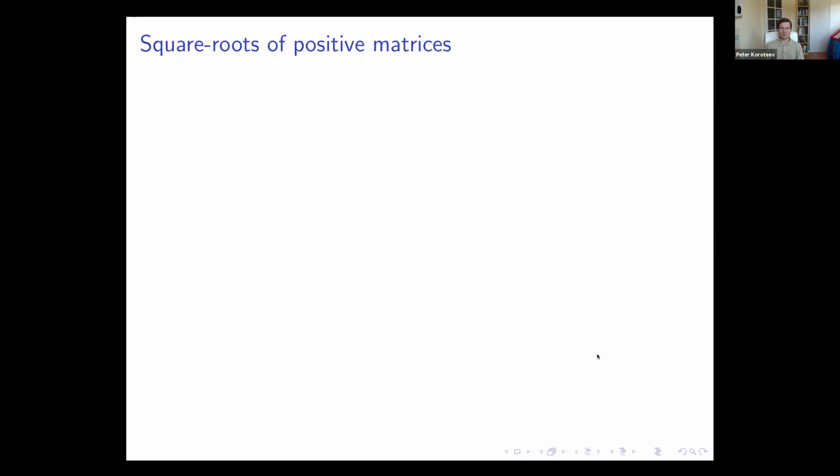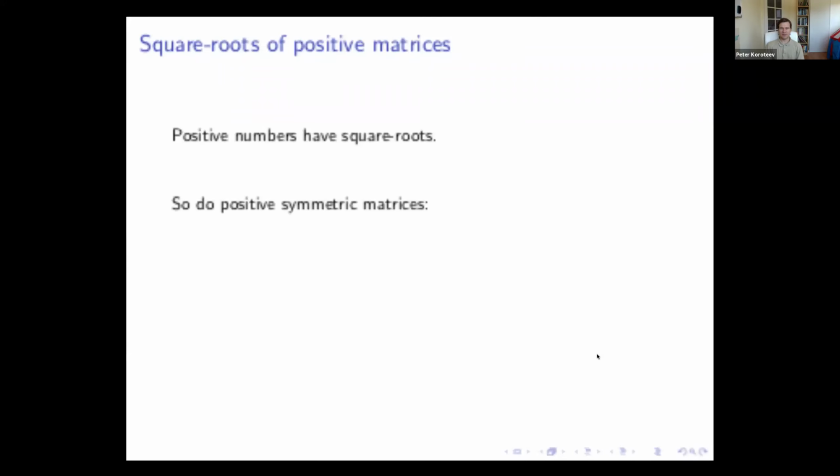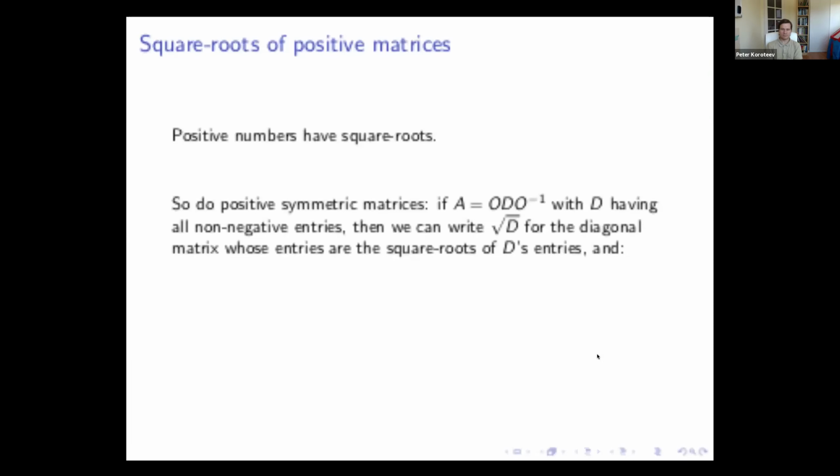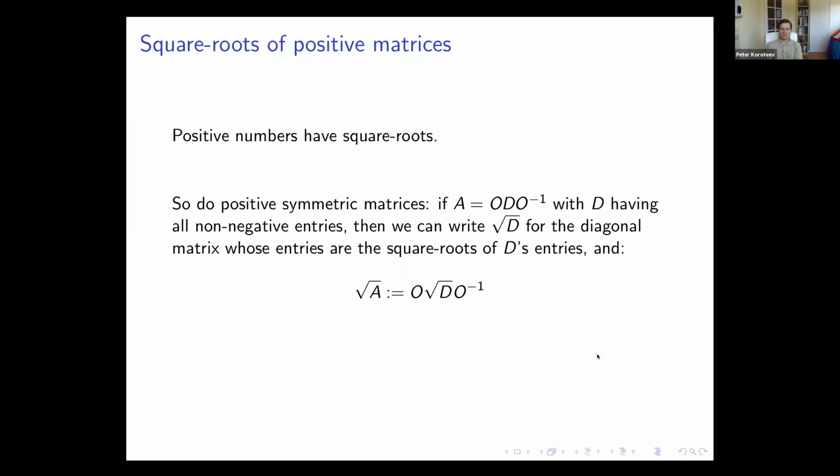Now let's talk about square roots of matrices. We can define square roots of positive matrices, as well as for the positive symmetric matrices, right? So if you have A, the spectral decomposition of A in terms of O D O inverse, with D having all non-negative entries, then we can write the square root of D for the diagonal matrix just by taking the square roots of its diagonal entries, right? And then we can define square root A to be like this.